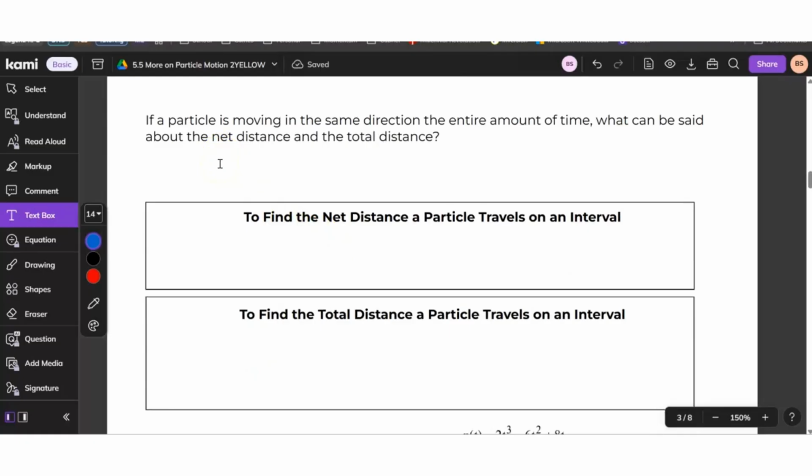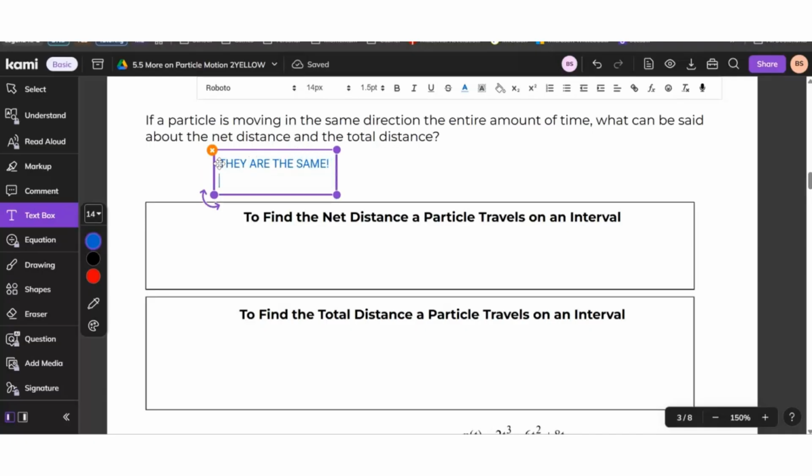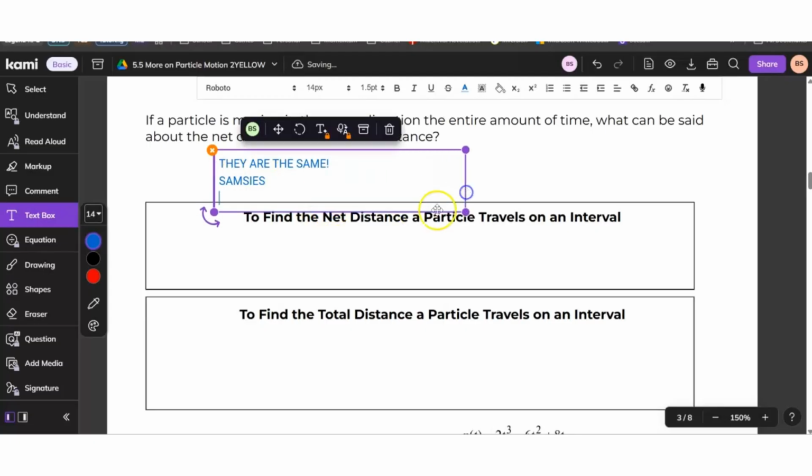All right, if the particle is moving in the same direction the entire amount of time, what can be said about the net distance and total distance? They're the same. Same. Or samesies. Personally, I like samesies better. It's more fun.